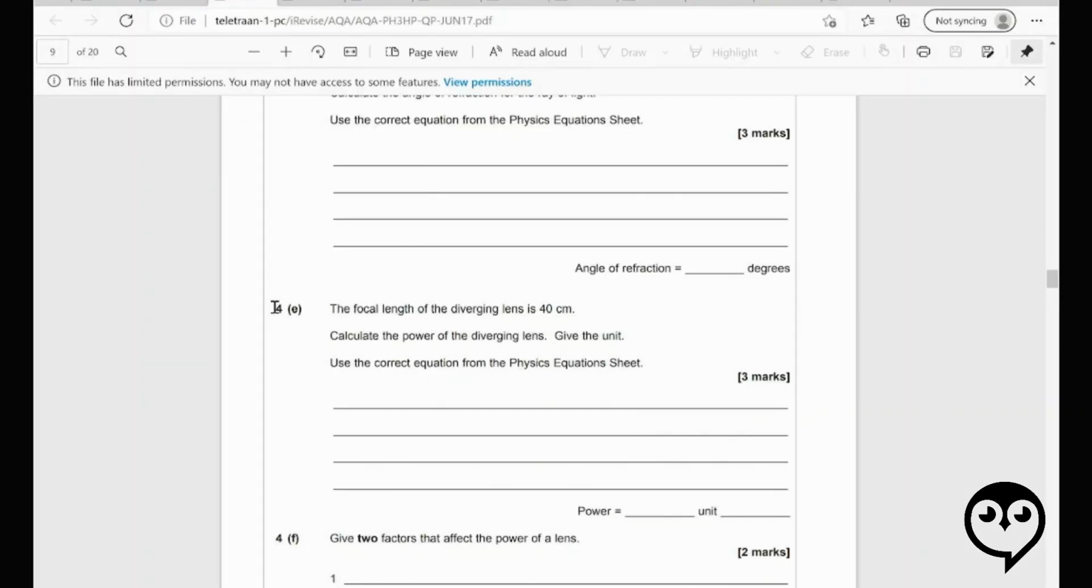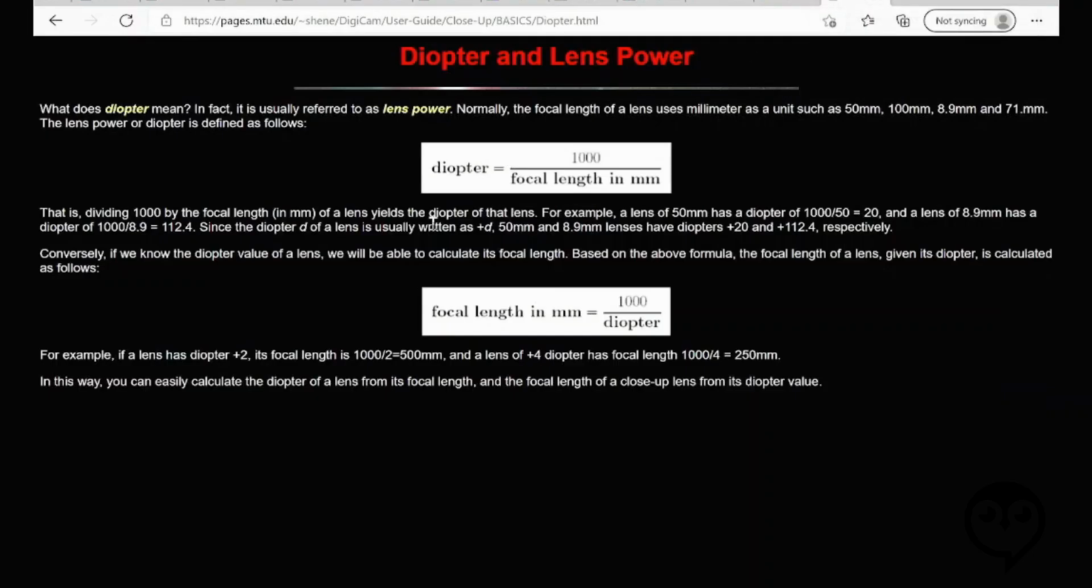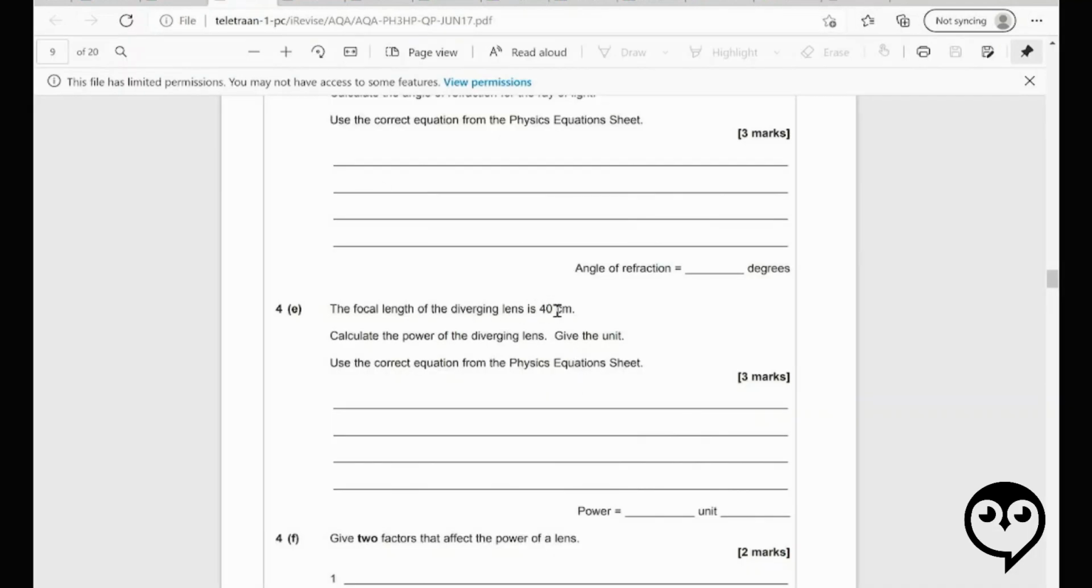All right, part E. The focal length of a diverging lens is 40 centimeters. Calculate the power of the diverging lens. Give the unit. I don't have the equation sheet for the AQA, but I did look up the dioptre is apparently 1,000 divided by the focal length in millimeters. So if we take this 400, and if I do 1,000 divided by 400, I get 2.5. So we'll guess 2.5 dioptres.